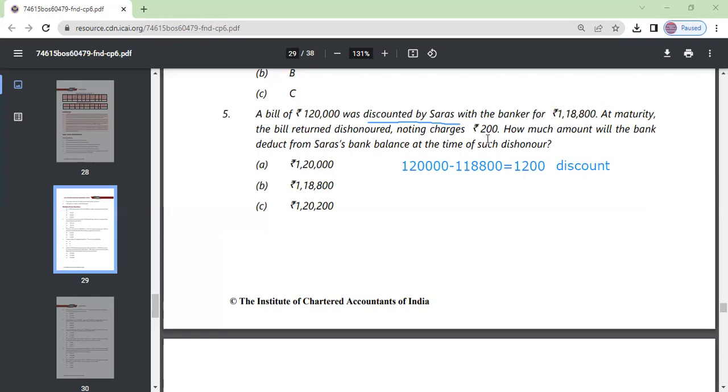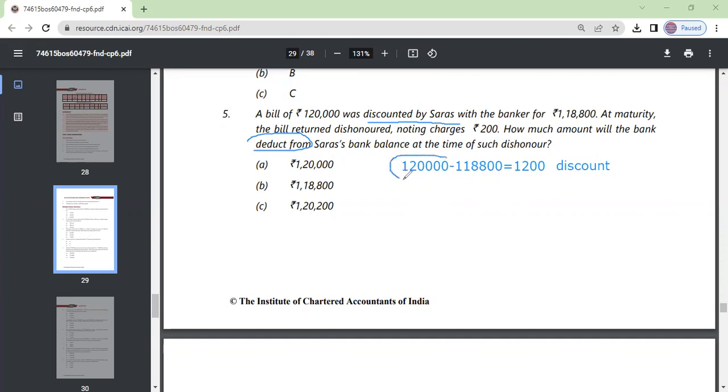Who will pay noting charges? Ultimately, noting charges are paid by the drawee, but initially noting charges are paid by the holder of the bill. In case of a bill discounted with the bank, who is the holder of the bill? Bank. So initially noting charges are paid by the bank, the bank will collect from the drawer and the drawer will collect from the drawee. Okay. Now, how much amount will the bank deduct from the drawer's bank balance at the time of such dishonor? Bill amount plus noting charges.